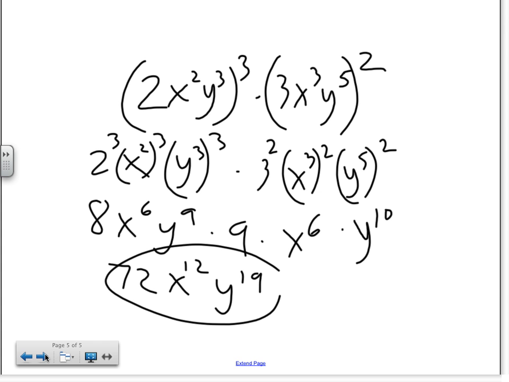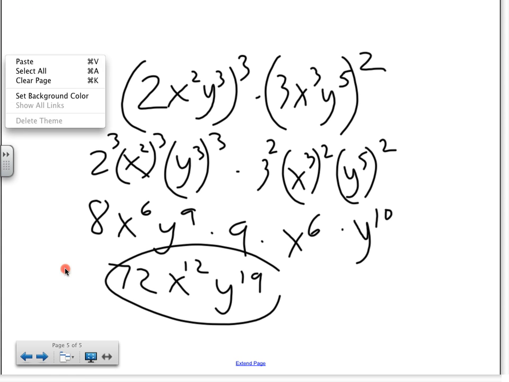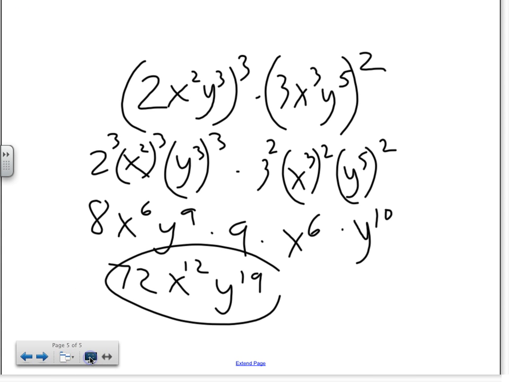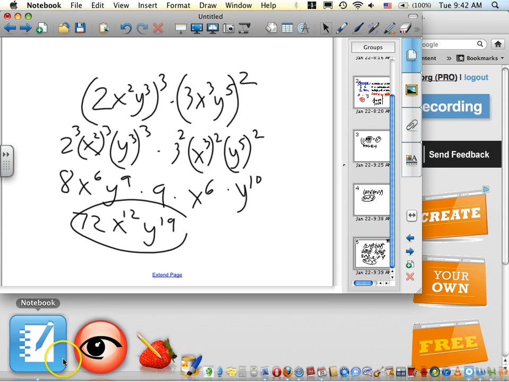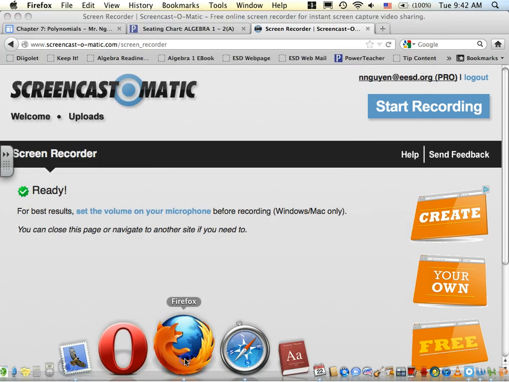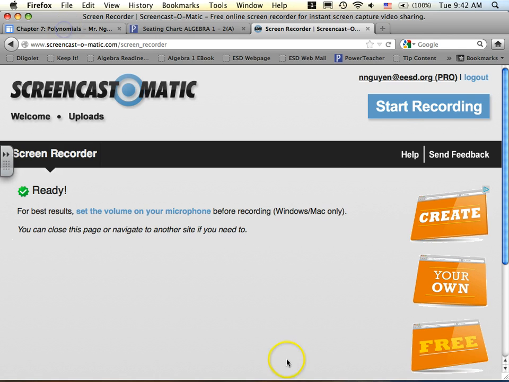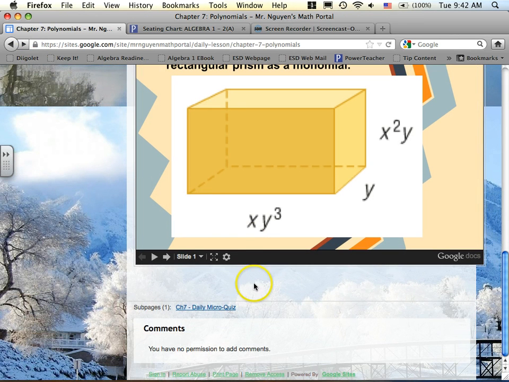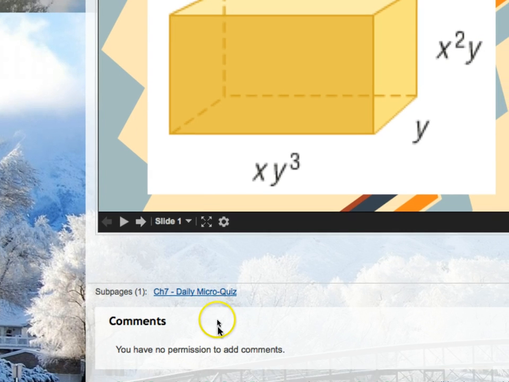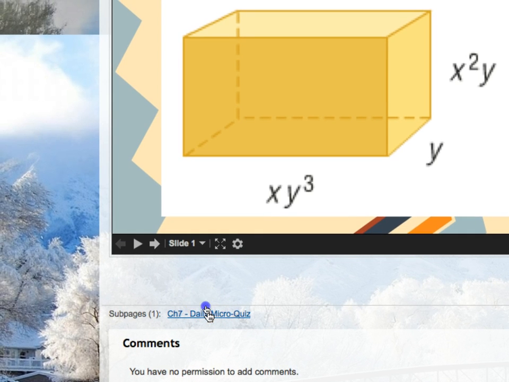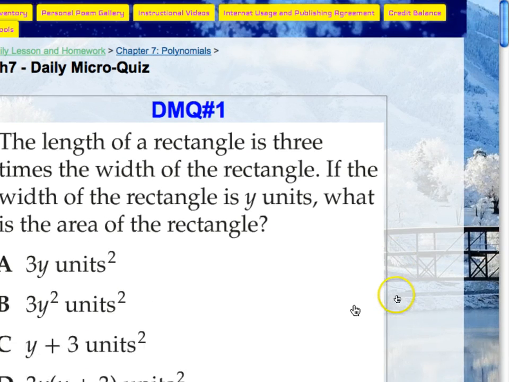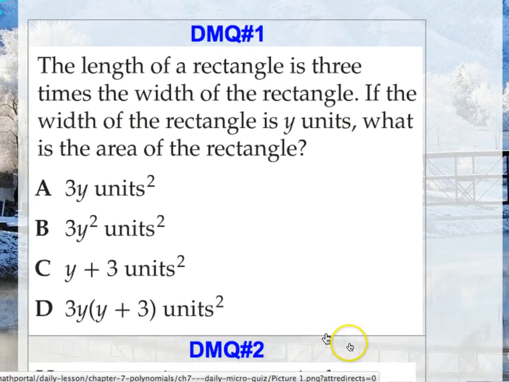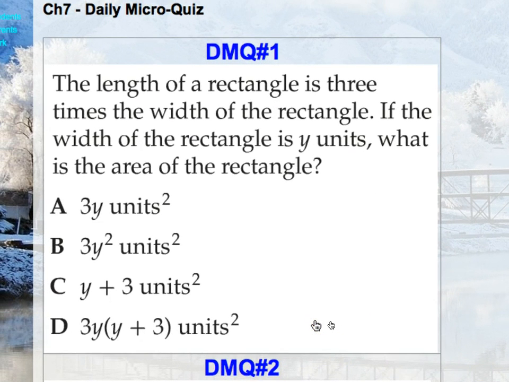All right, here we go. You don't have to write the problem down. I don't want to waste time. It's always online anyway. By the way, the quiz is available right down here. Notice it's underneath that. Just go and click on that. Here's the first quiz, DMQ number 1. Go ahead and take it. Let me go ahead and stop this right now.